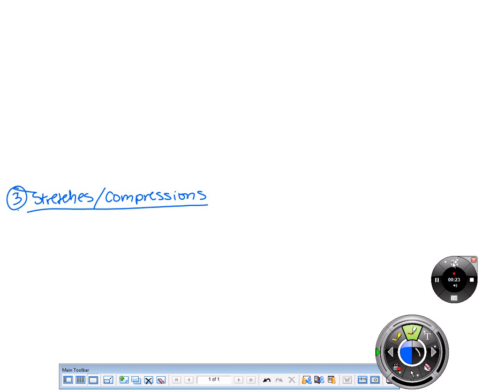And we talked about how some graphs, like the absolute value graph, we could see one kind of reflection, but you didn't necessarily see the other reflection in the way it was written because of the way the function behaves. Okay? So today we're going to talk about stretches and compressions.